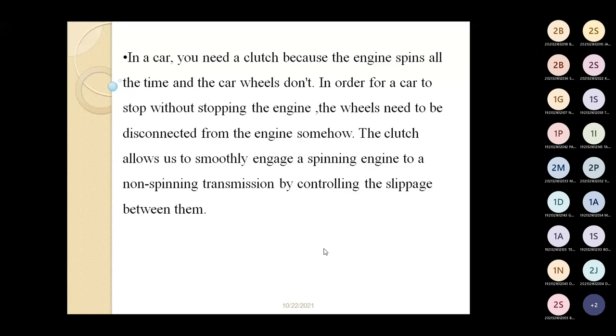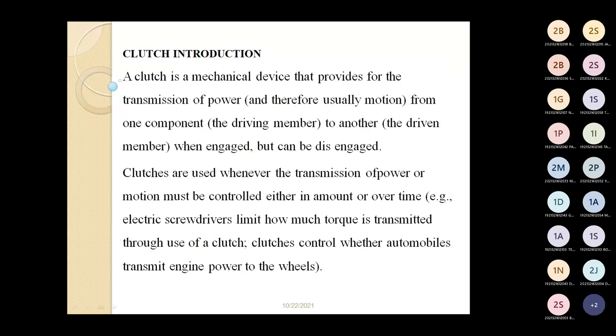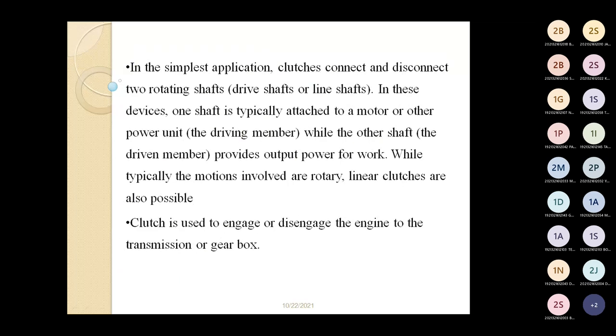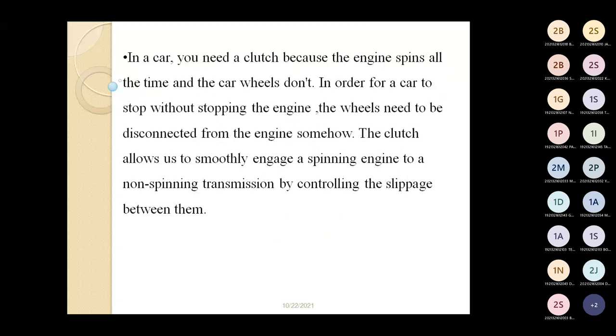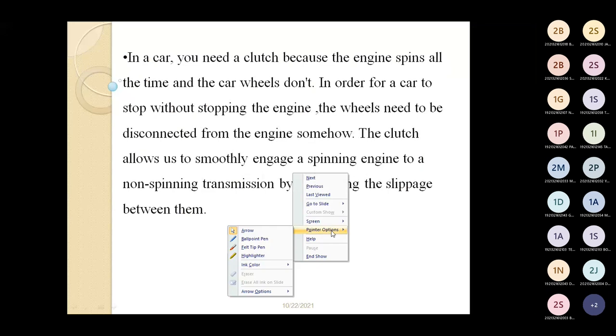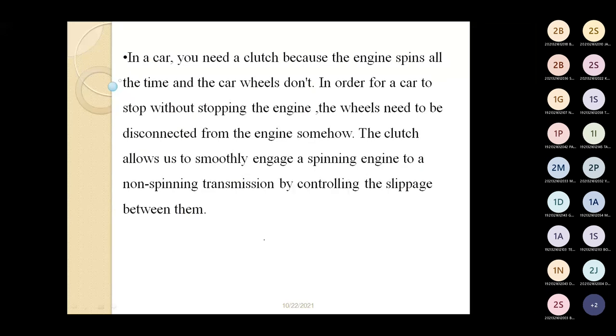In an automobile or car, you need a clutch because the engine spins all the time, but the car wheels don't. The engine spins all the time. This is very important. Engine spins all the time, but car wheels don't.